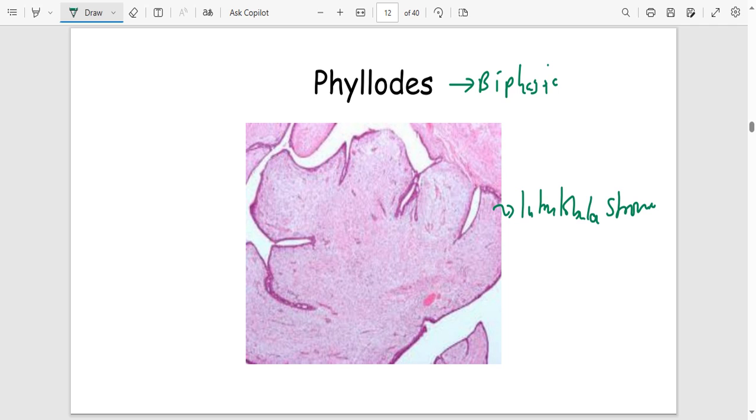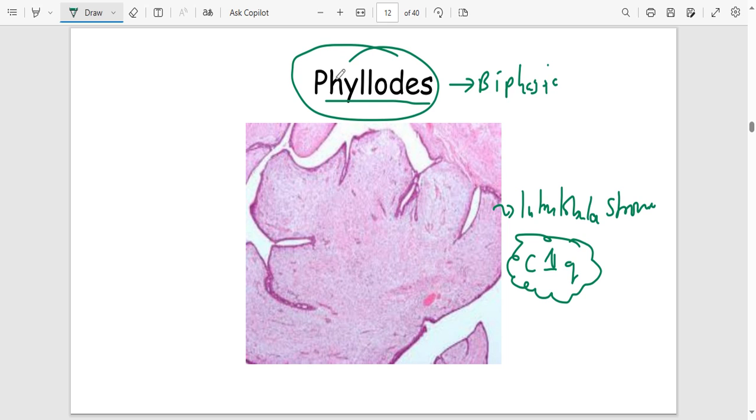And it can occur at any age, but more common in the sixth decade. And normally it is going to be associated with clonal acquired chromosomal change, specifically on chromosome number 1, chromosome 1q. So if there is a change on this chromosome, that's what this one is associated with. And why is it called the phyllodes tumor? Phyllodes just means leaf-like. Can you see the way this is looking like?